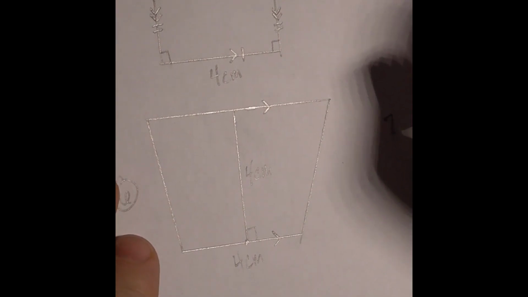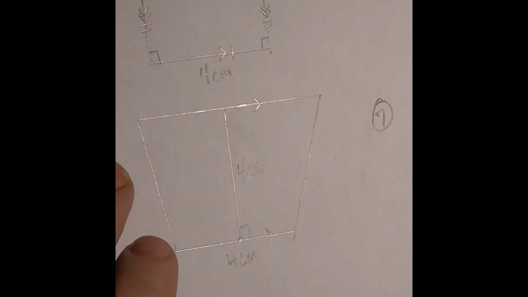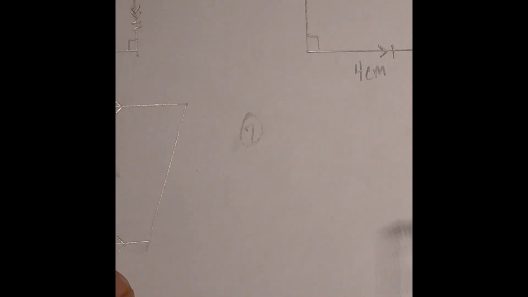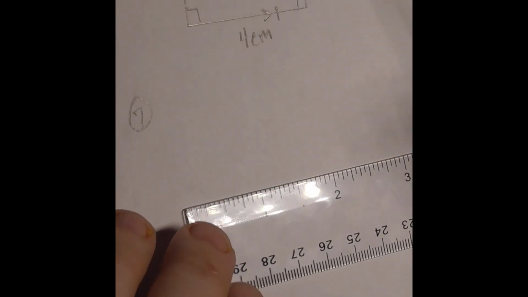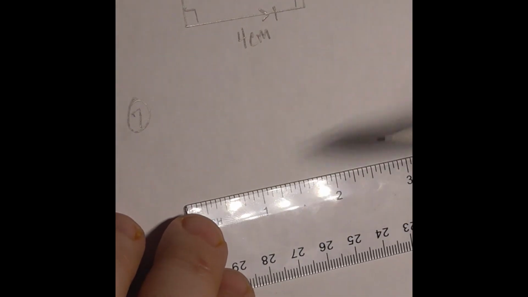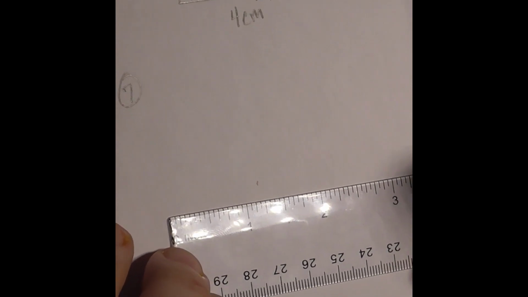Number 7 wants us to construct a rectangle, just like we did for number 3. But now they tell us that they want side lengths of 2 inches and 3 inches. Now it doesn't matter whether you make the base be 2 inches or you make the base be 3 inches, because as long as you make them 3 and 2, it doesn't matter which one you try. So I'm going to go ahead and start with a base of 3 inches. That's just my personal preference.